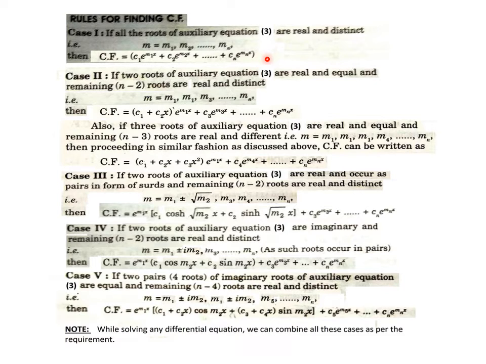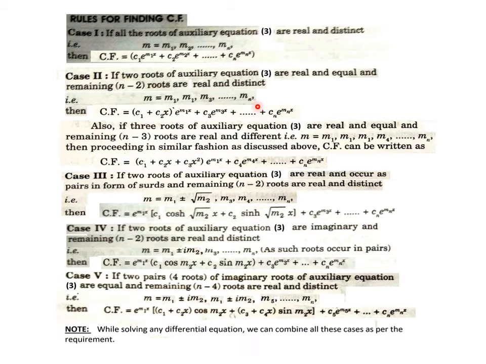Case 2: if two roots of auxiliary equation 3 are real and equal, and the remaining n minus 2 roots are real and distinct, that is, we are having n roots as we are discussing here. So out of those n roots, 2 roots are real and equal, while the remaining n minus 2 roots are real and distinct like the previous case. So we can assume m equals m1, m1 are real and same, then m3, m4, m5 up to mn are real and distinct.